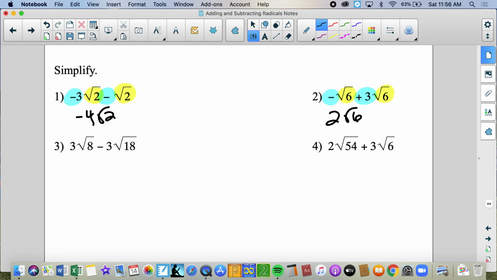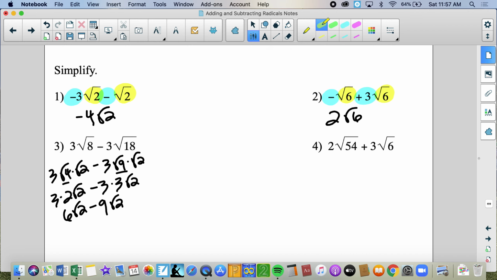And then we look at rad 18. Rad 18 also has a perfect square as one of its factor pairs: 9 times 2. 9 is a perfect square. So this becomes 3 times 3 rad 2. -3 times 3 is -9 rad 2. And now we see, actually, they are like terms. They both have the same radical. So we're going to combine their coefficients. 6 and -9 makes -3 rad 2.